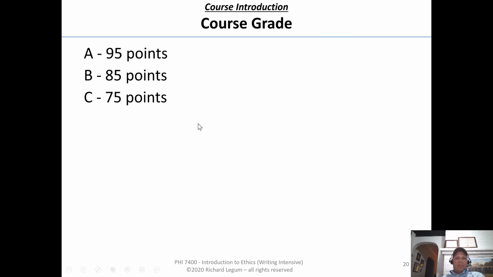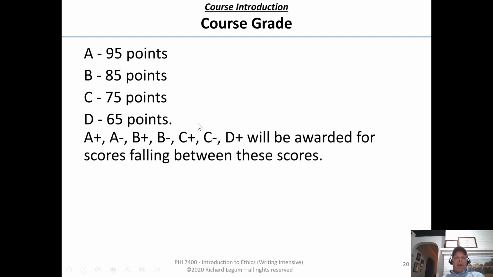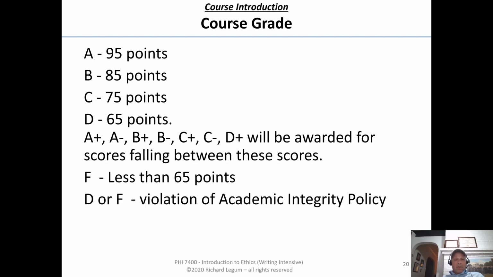Now, if you manage to lose points and end up with about 65 points, you will end up with a D in the course. I'll be assigning A pluses, A minuses, and so on; pluses and minuses will be awarded for scores that fall between any of these thresholds. And if you don't make it to a total of 65 points, you will get an F, failure in the course.